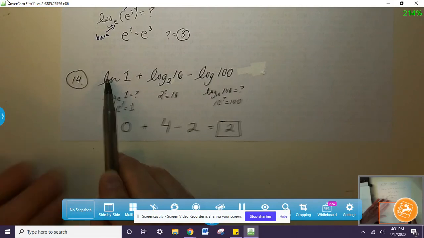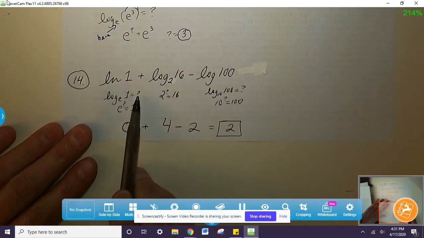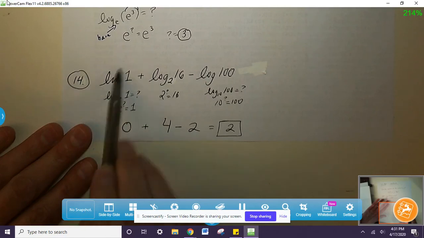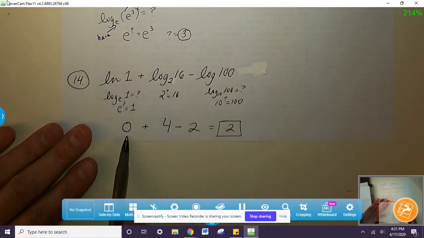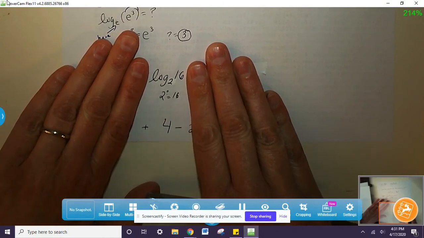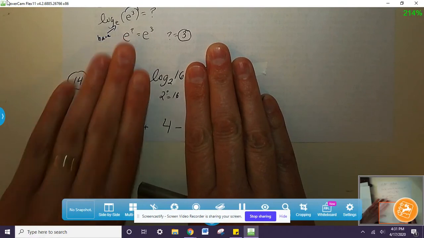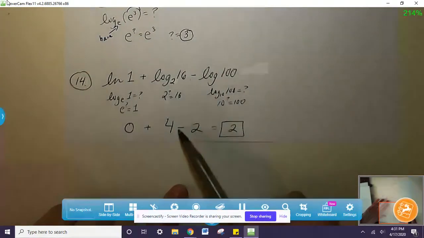Natural log of 1 is log base e of 1 equals what power? Well, that power is 0. So natural log of 1 is replaced by 0. And then solve log base 2 of 16. This is saying 2 to what power gives me 16? That answer is 4. So I'm replacing that with 4. And then I brought down the minus.